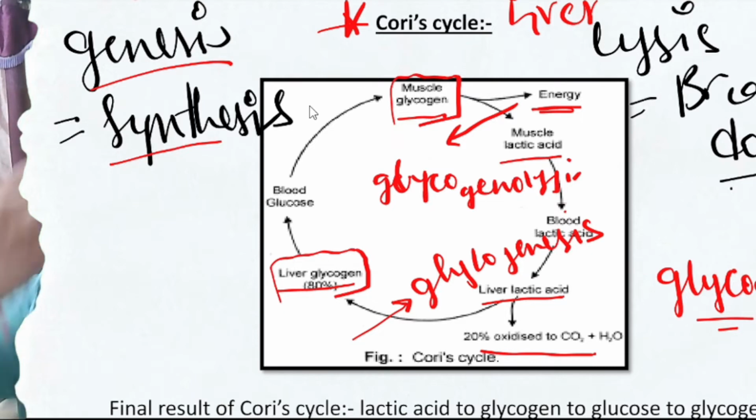Now from glycogen, it is converted into glucose in the blood. Glucose in blood. This is the same process as the first one, glycogenolysis. You can also call it glucogenesis. Hope you understand the Cori cycle.